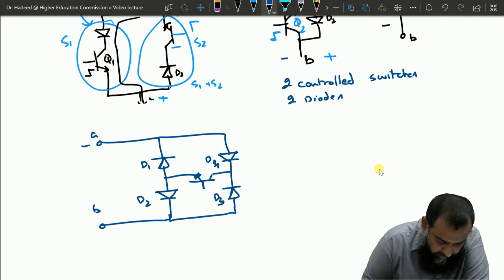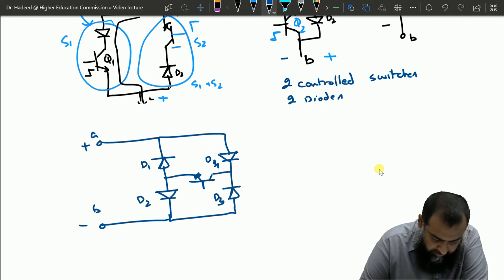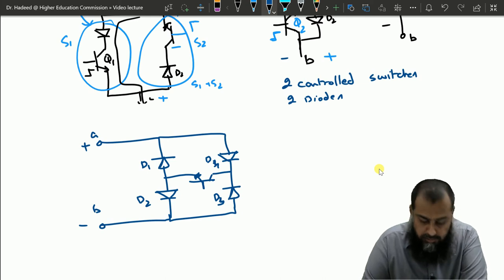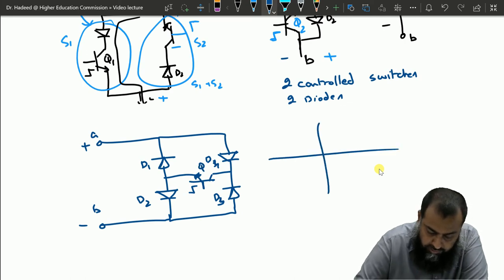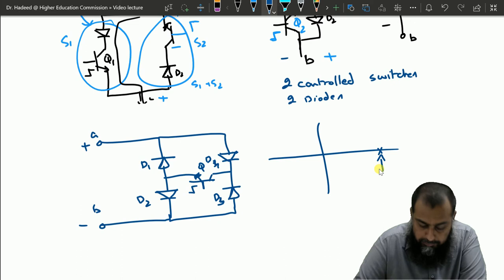So if this side is positive, if A is positive and B is connected with the negative terminal, then we have the D4 and D2 forward biased, while D1 and D3 are reverse biased. But if we do not apply any control signal to this transistor Q, then this positive voltage is blocked, and hence we operate here.